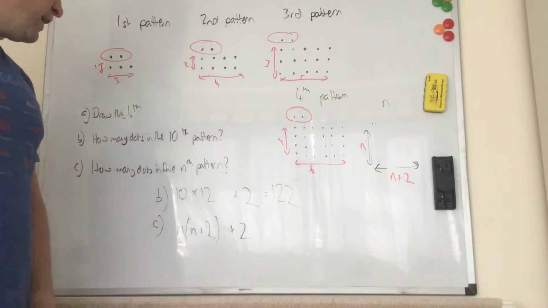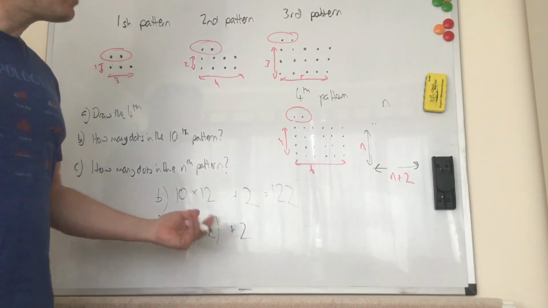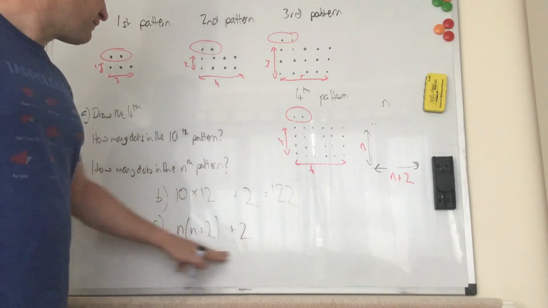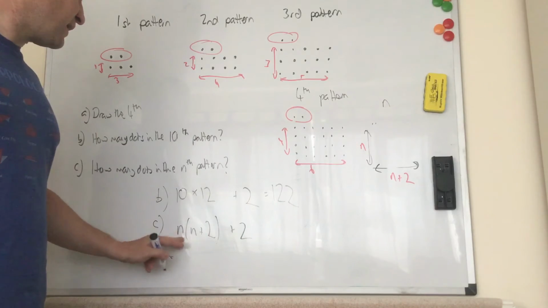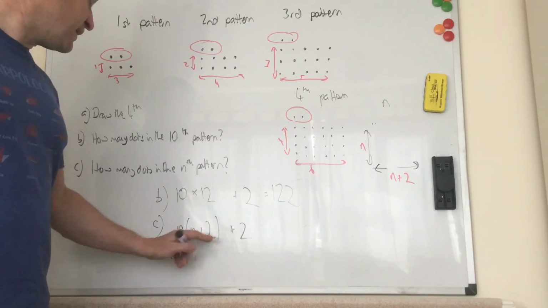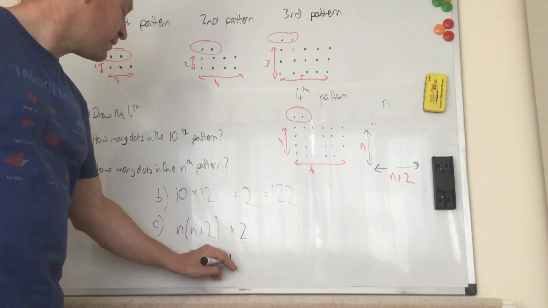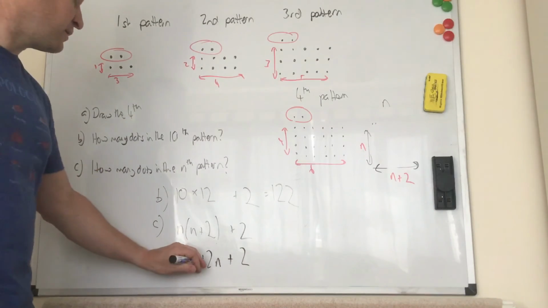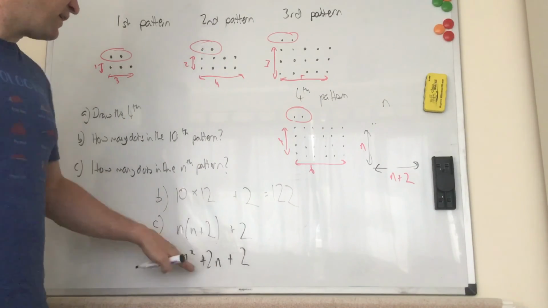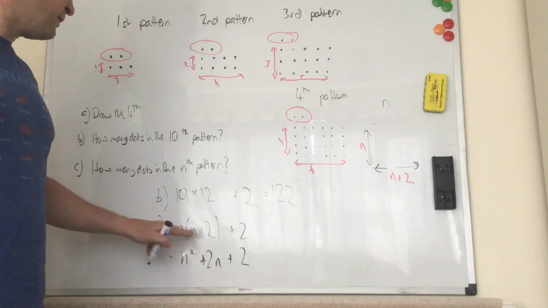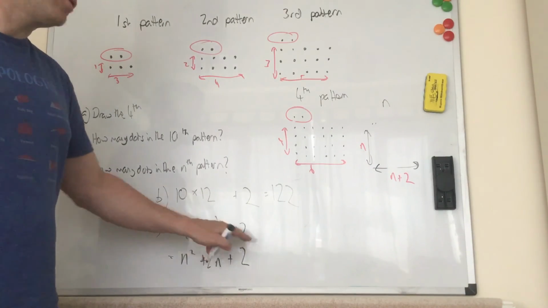plus 2. If you want to expand the brackets, you can do. You won't get any marks for it. You can leave it like that, that's fine. If you want to expand it, n times n is n squared. n times 2 is 2n, plus 2. Okay, you can't simplify that, leave it like that. But you would get full marks for n(n + 2) + 2.